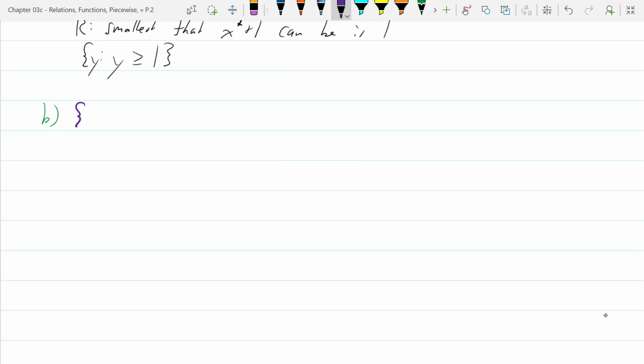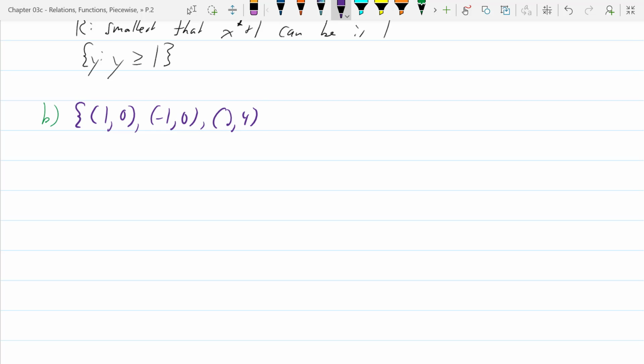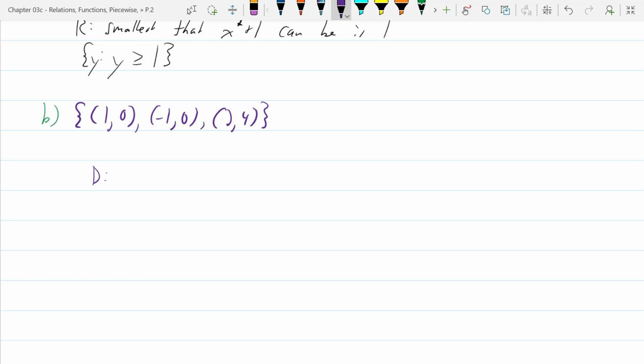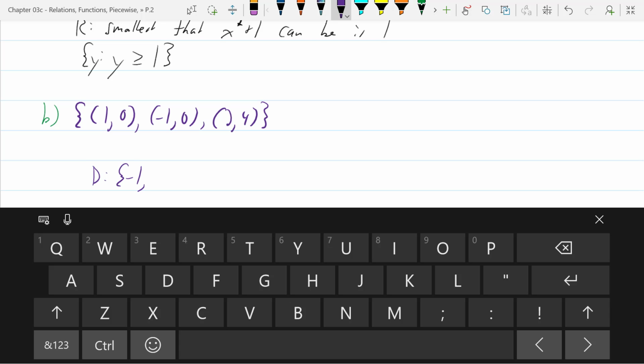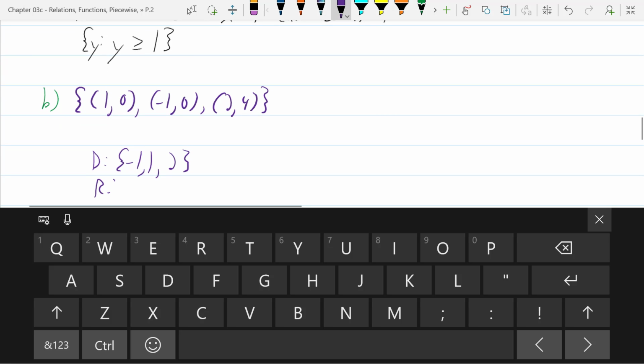Okay. Part B, I have the ordered pairs (1, 0), (-1, 0), (2, 4). When I have that and I ask for the domain, I'm just asking you to literally list all the possible x values. So that would be -1, 1, and 2. All the possible x values. And the range is just listing all the possible y values.